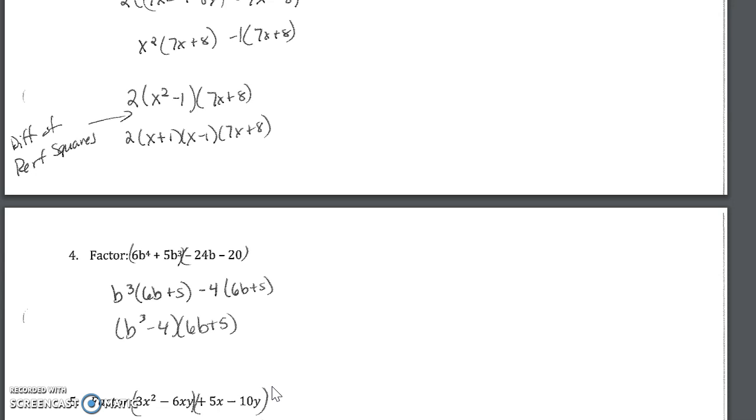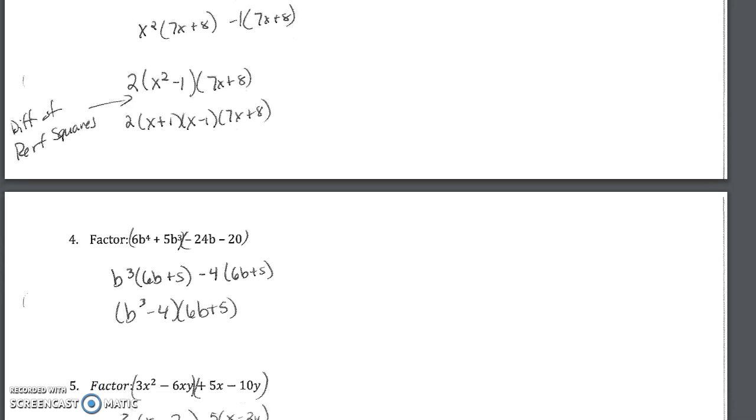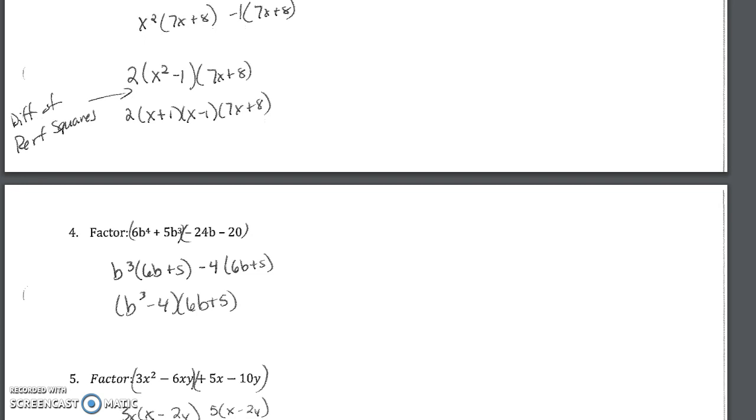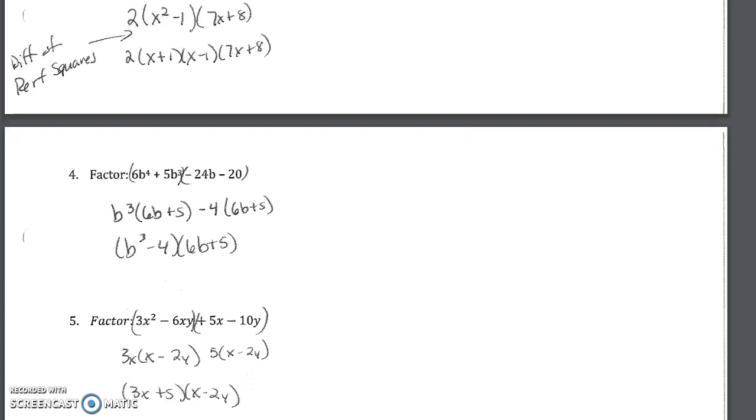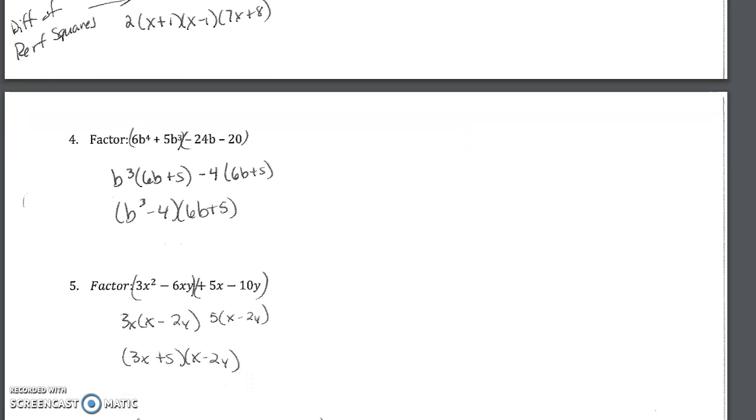There is not. So what is the GCF you can take out of 3x squared minus 6xy? You can take out a 3x. What can you take out of your second set of parentheses? You can take out a 5. So 3x plus 5, and you're left with x minus 2y. Neither of those are the difference of perfect squares, so that means you're finished.